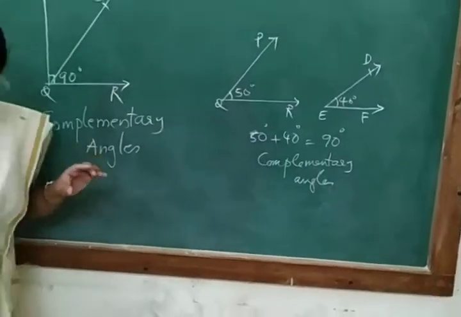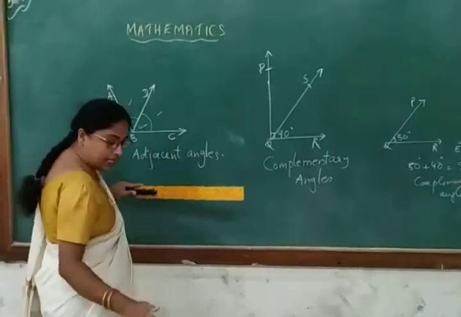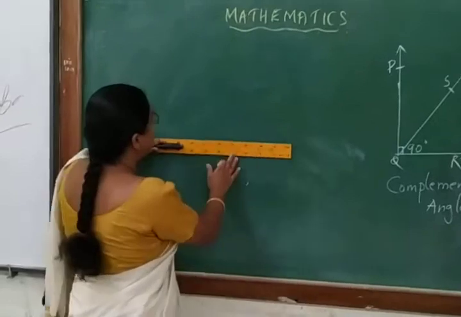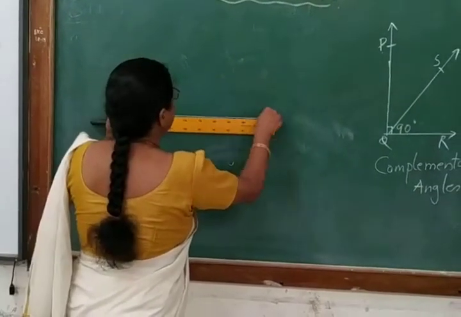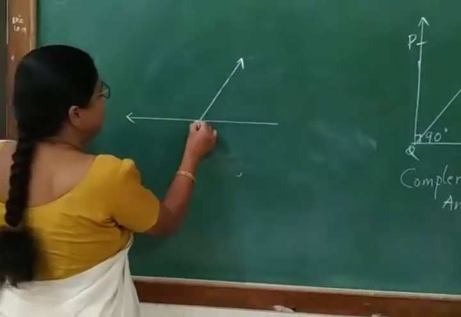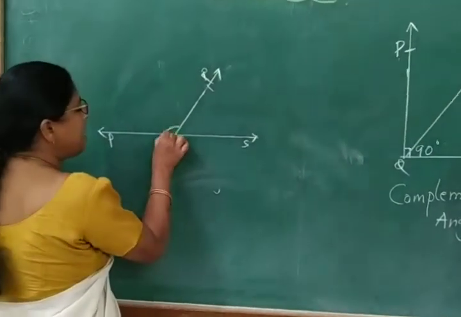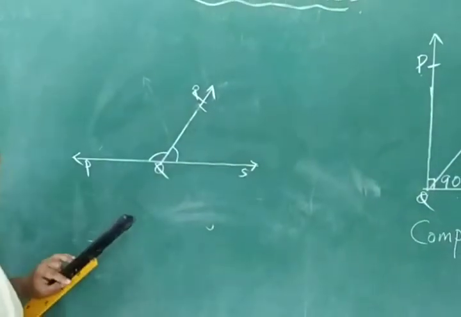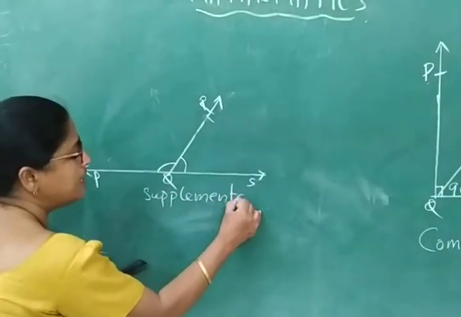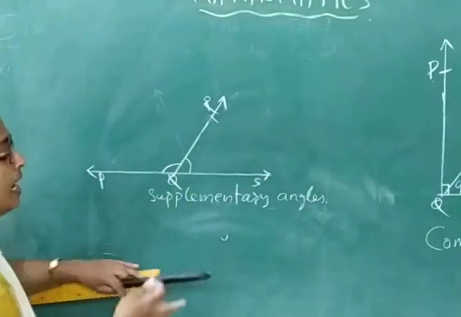In the same way, supplementary angles you can also draw. If the sum of the measures of any two angles is 180 degrees, they are called supplementary angles. Let us give the names PQRS. This angle plus this angle is equal to 180. So they are supplementary angles. In the previous class you already studied supplementary angles. Here both the angles are adjacent.